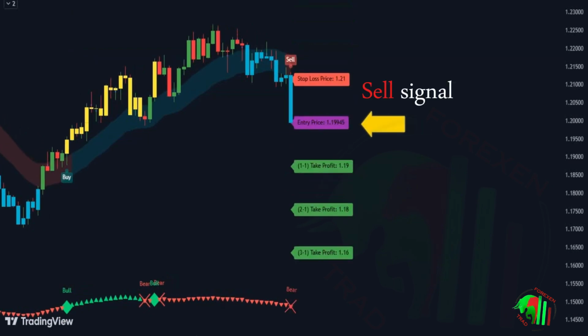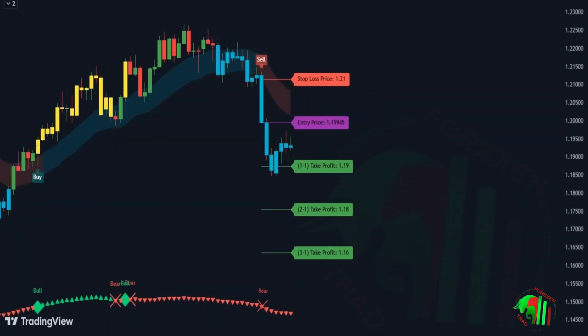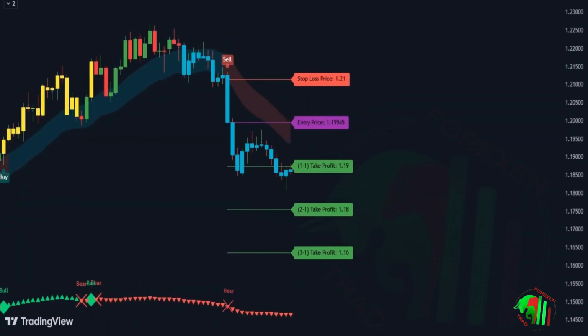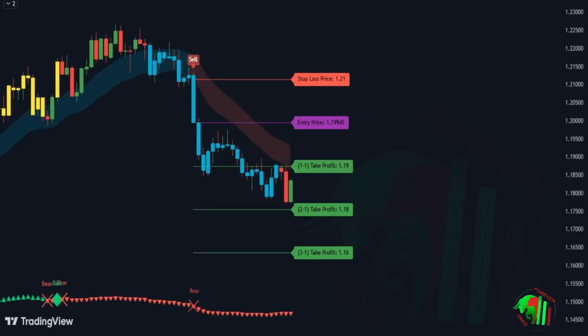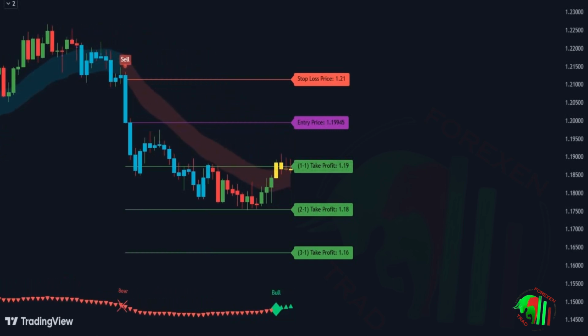Here, the trend signals indicator gave us the first sell signal. We got the second signal from the easy entry indicator. The stop loss was set immediately above this line. The price reached the second target.